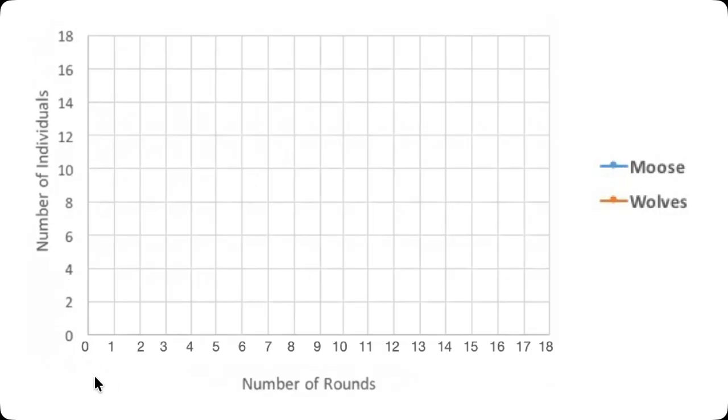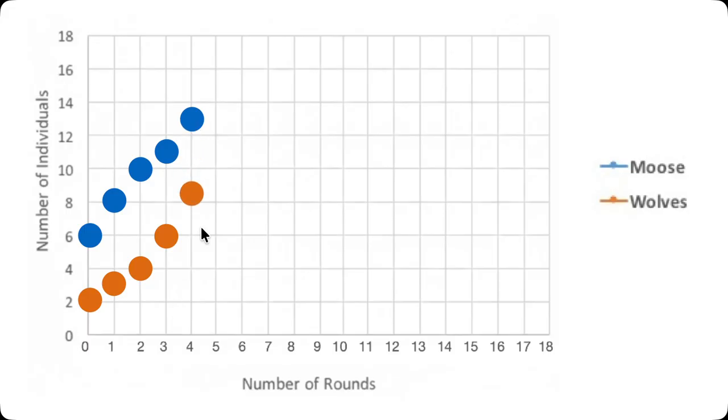All right, so at time 0, we've got 6 moose, 2 wolves. At time 1, we've got 8 moose, 3 wolves. Time 2, we've got 10 moose, 4 wolves. Time 3, 11 moose, 6 wolves. At time 4, we've now got 13 moose, 8 wolves.